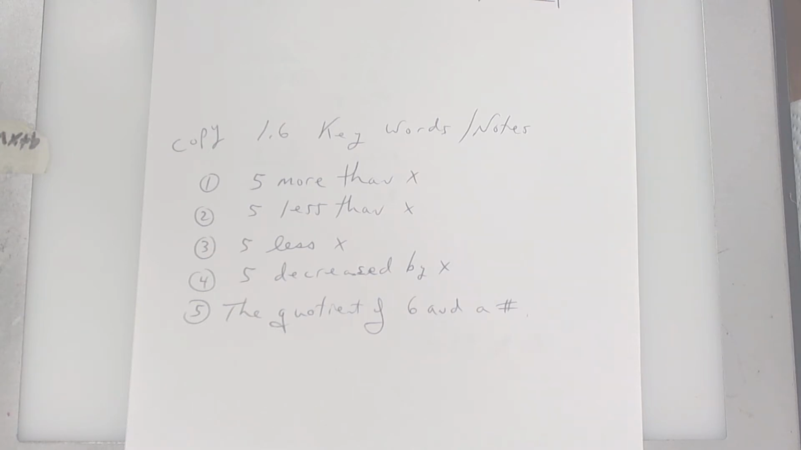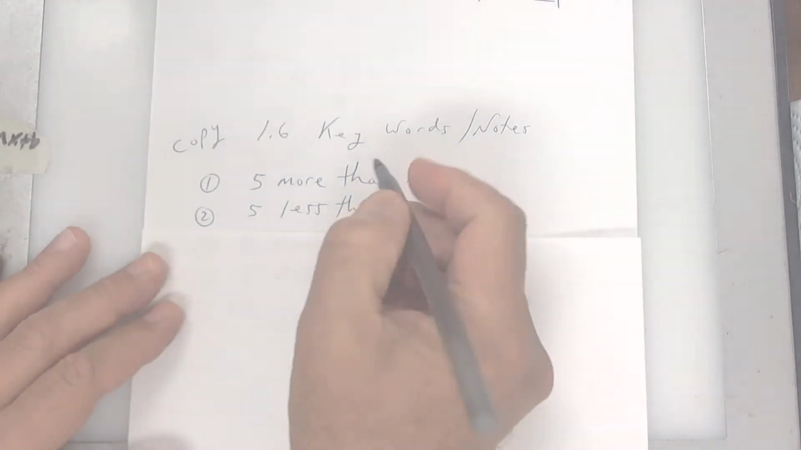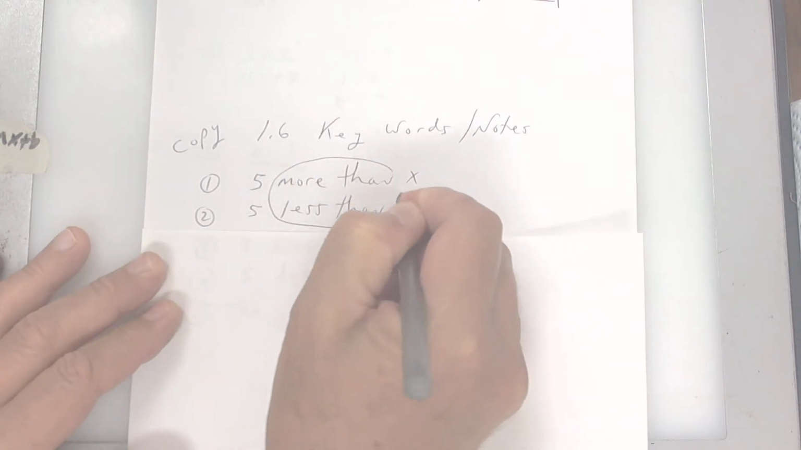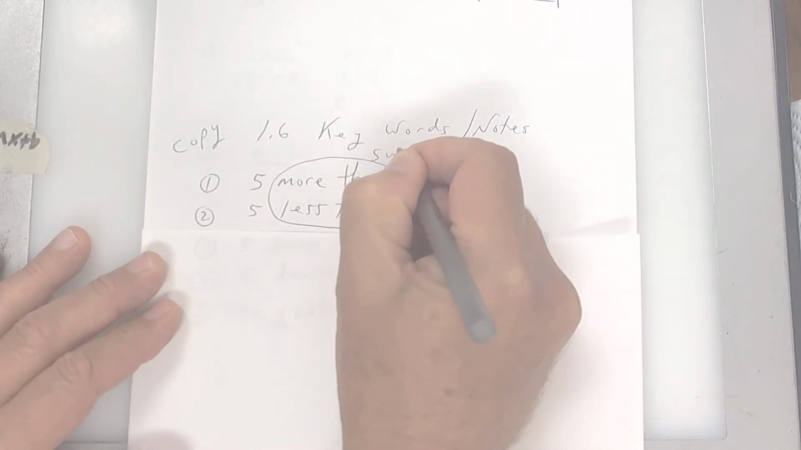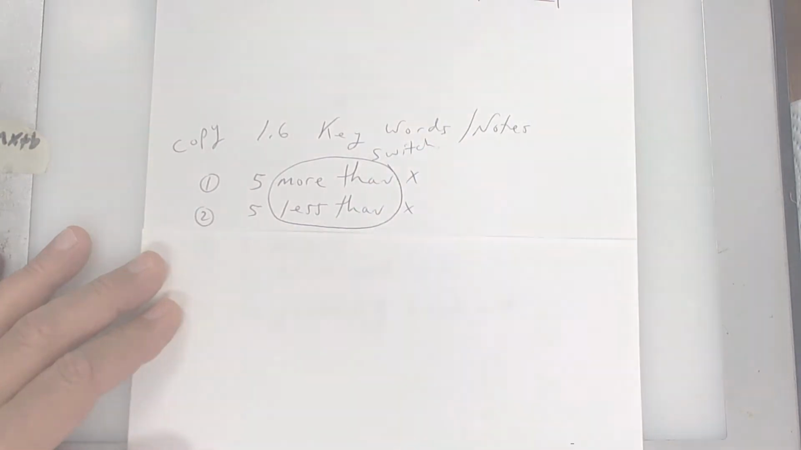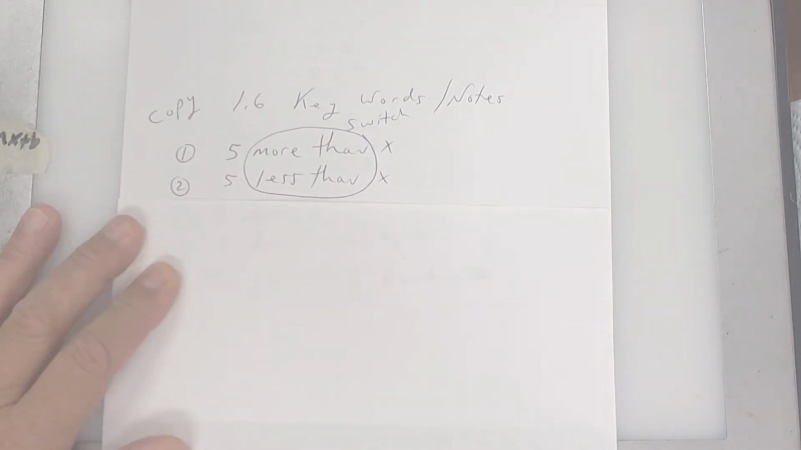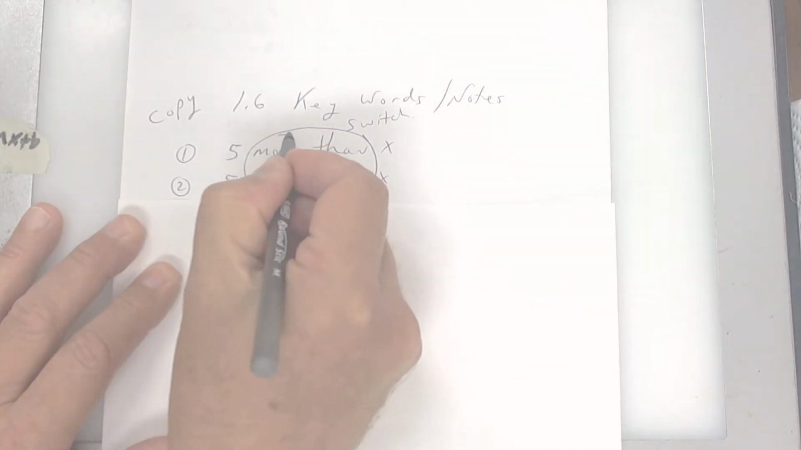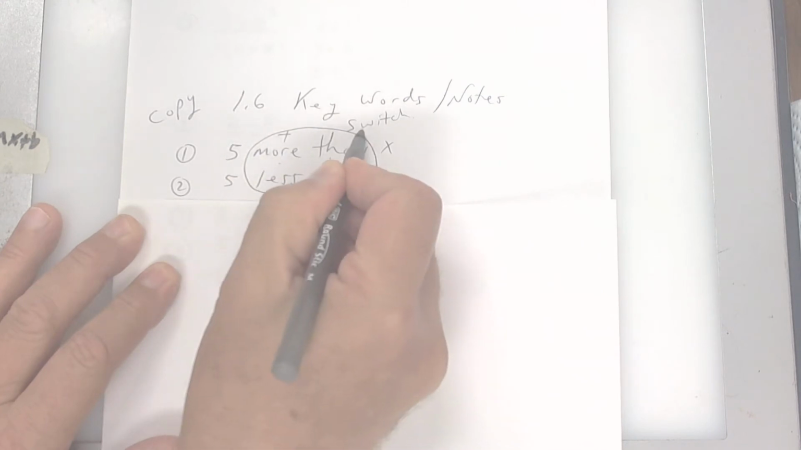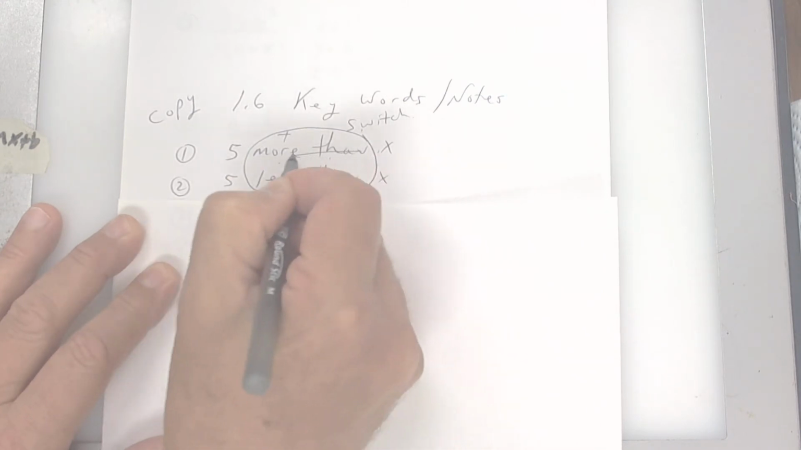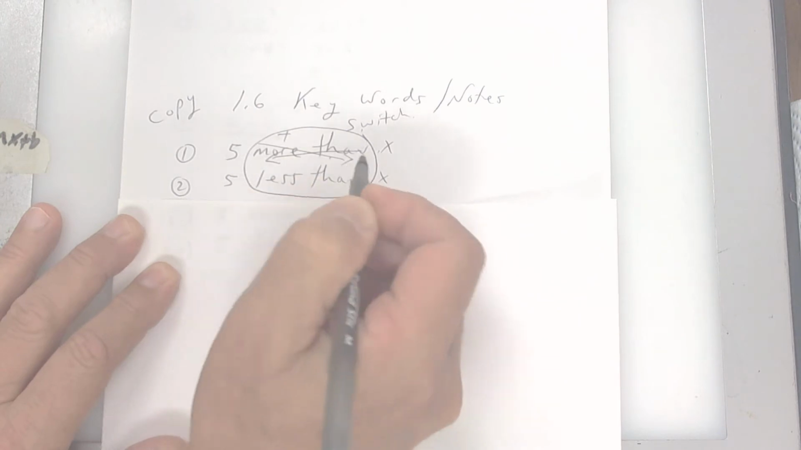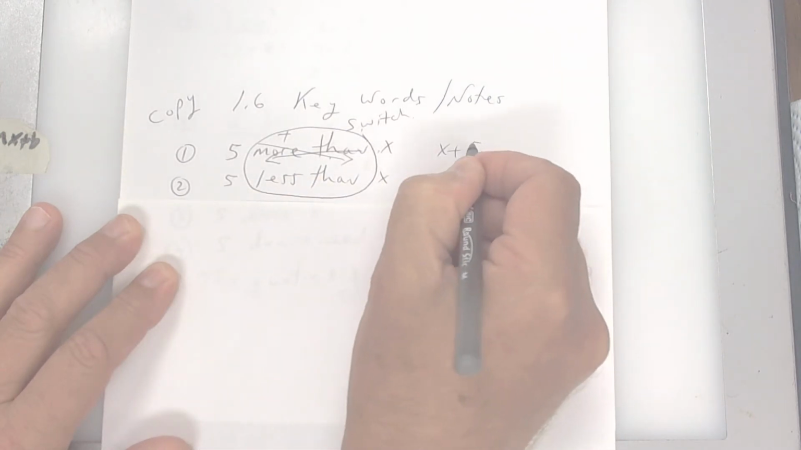Let's take a look. If it says more than or less than, you switch. Write that down. Those are the only two. So more means to add. More than means to switch. So you put the x first and the 5 second. So it's going to be x plus 5.